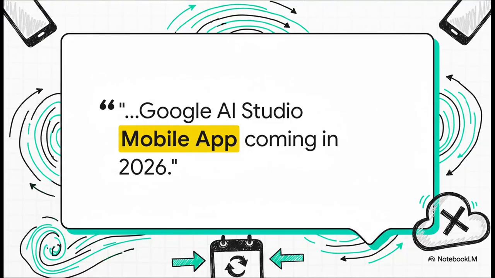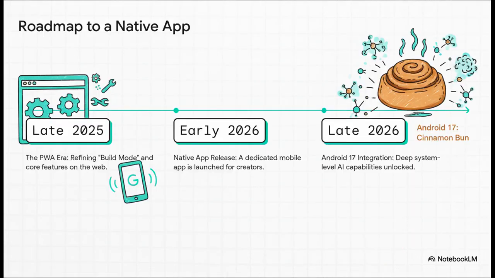The biggest clue we have comes from this little gem, a social media post from a product lead on the AI Studio team that was, very tellingly, deleted almost immediately. It flat out says a native Google AI Studio mobile app is coming in 2026. The fact that it was taken down so fast suggests it was probably a bit of a leak, but also very likely true.